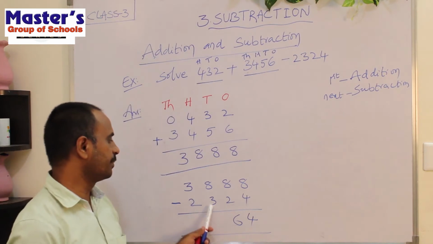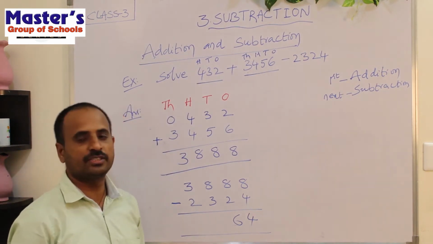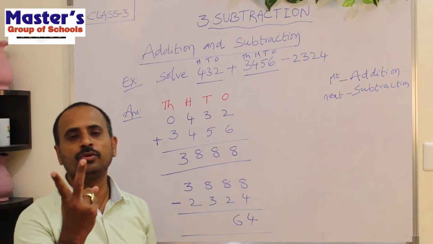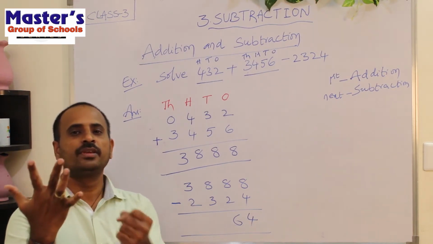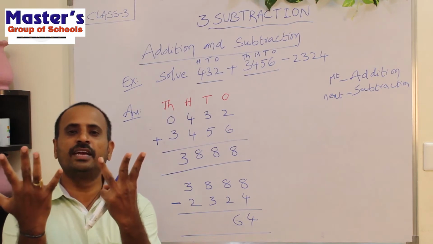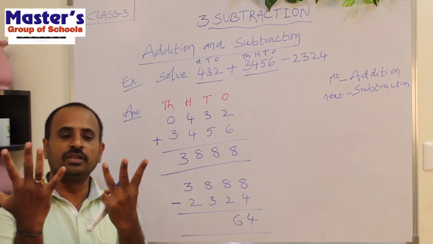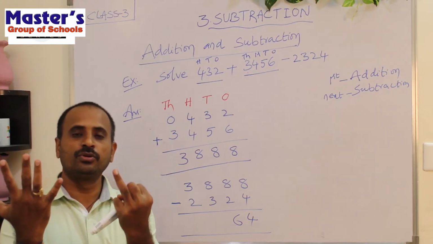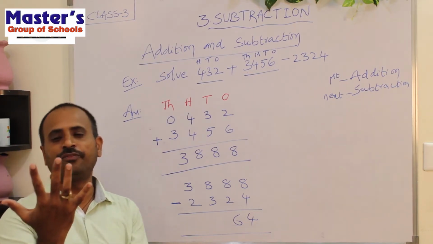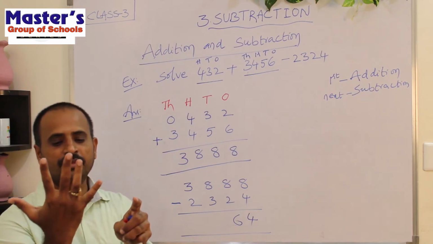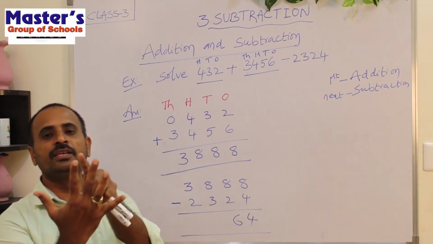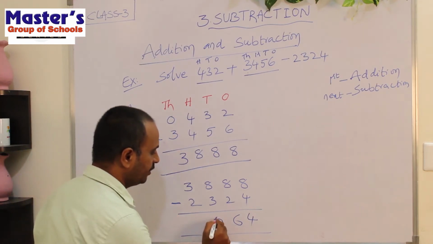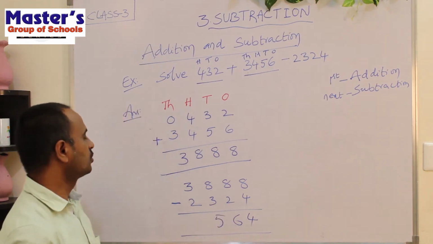Now go to the hundreds place. 8 and 3 are present in the hundreds place. What is the first number here? 8. Open 8 fingers of your hand: 1, 2, 3, 4, 5, 6, 7, 8. These are the 8 fingers. Children, close 3 fingers among these 8 fingers: 1, 2, 3. I have closed 3 fingers. How many fingers are there? 1, 2, 3, 4, 5. So children, there are 5 fingers remaining. So write 5 here.